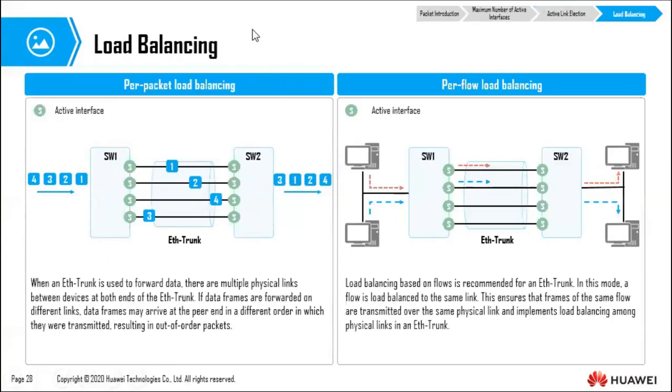Okay. So let's look at how packets are sent through the individual interfaces on an Ethernet trunk. Packets can be sent in one of two ways. The first way is what we call what? Let's read this together. And the second one is per flow load balancing. So you really need to understand the difference between these two.